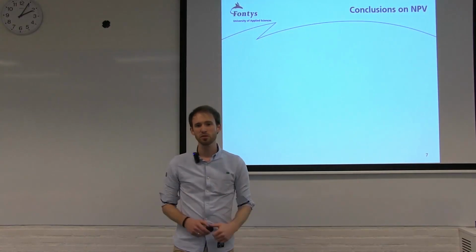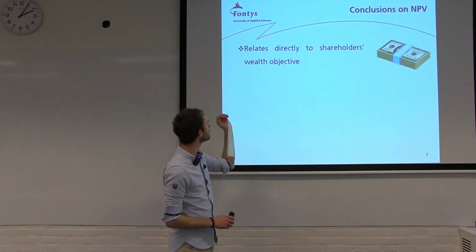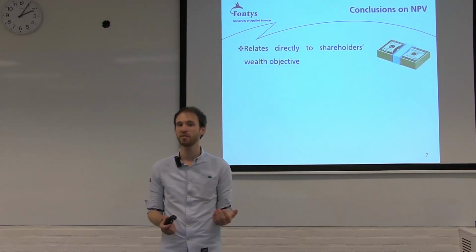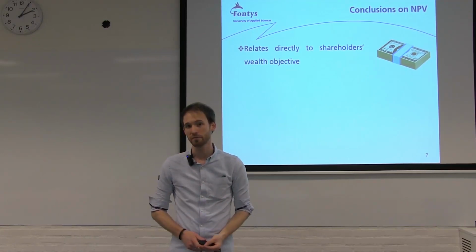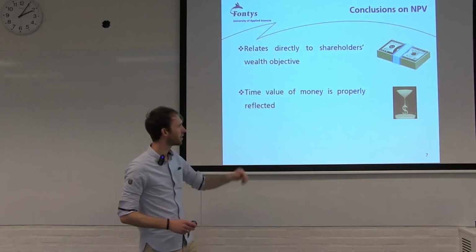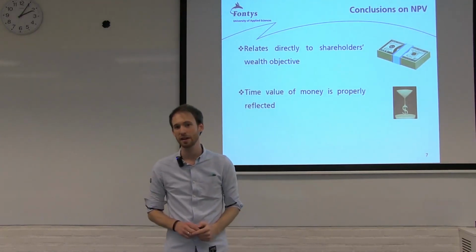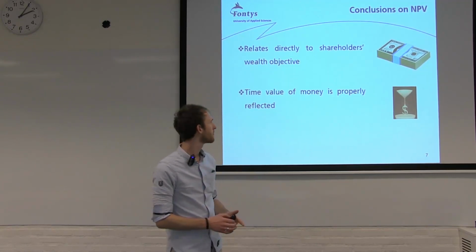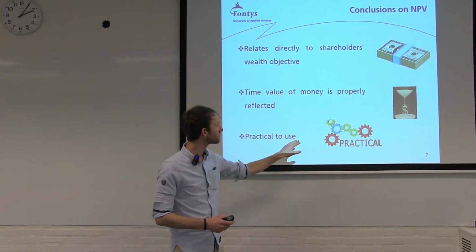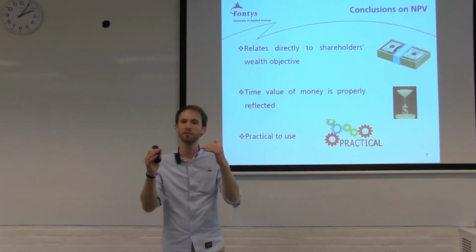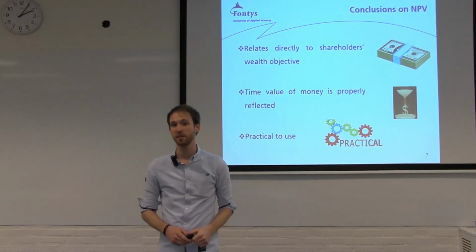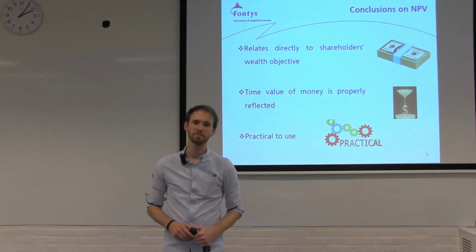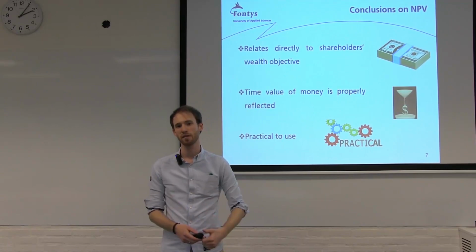So let's look at some conclusions of the net present value. First of all, it directly relates to shareholder wealth. Because if we have 9 million of net present value, our shareholders are 9 million better off. Then, the time value of money is properly reflected because we discount all the cash flows that we get and therefore reflect how much those cash flows are worth today. Finally, it's quite practical to use because we simply take all the values, discount them, and compare this with the initial investment. So basically, all three different parts are checked. What we can say as a conclusion is that it is a very good method to use.